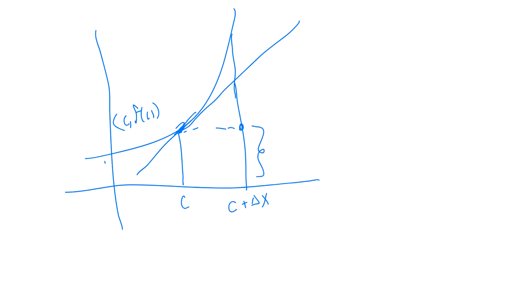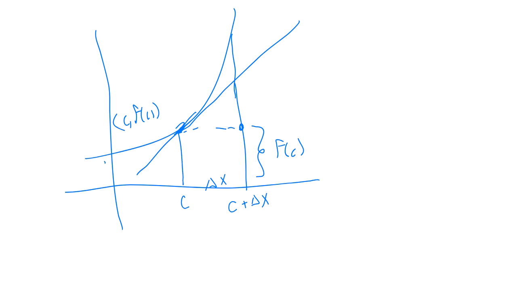Here's c. If I am some distance away from c, I move delta x in this direction, then my tangent line is no longer right there by the curve the way it is here. So let's label a few things. This is the point c, f of c. This y value here, that's f of c, that distance. And this distance here is delta x.